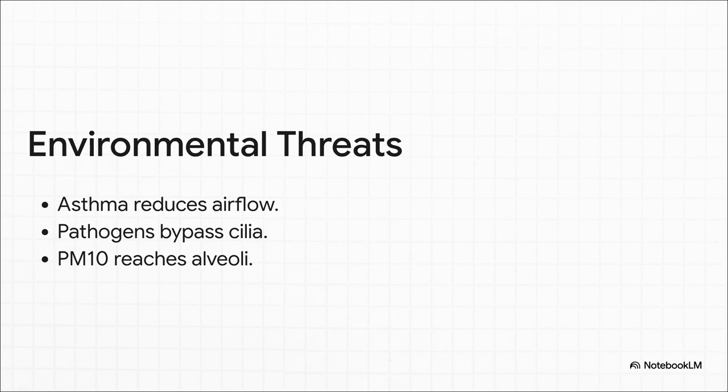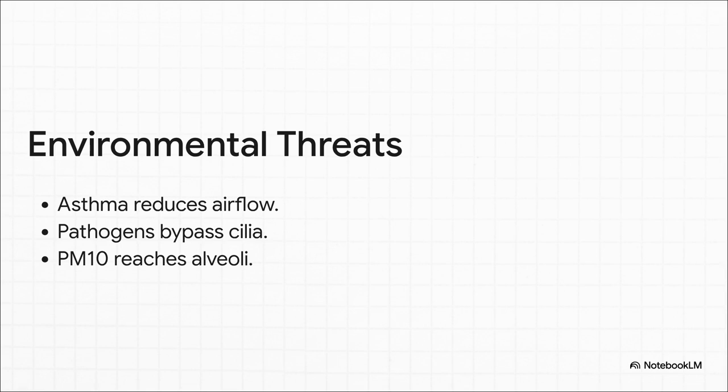Now, our lungs do have built-in protections, right? We produce sticky mucus to trap dirt, and we have these tiny, sweeping, hair-like structures called cilia that constantly push that nasty mucus up and out of our airways. But environmental stressors can totally overwhelm those defenses. Take an asthma attack, for example. The airways themselves actually constrict, severely choking off the airflow. Plus, airborne pathogens and fine dust can easily slip past those sweeping cilia.